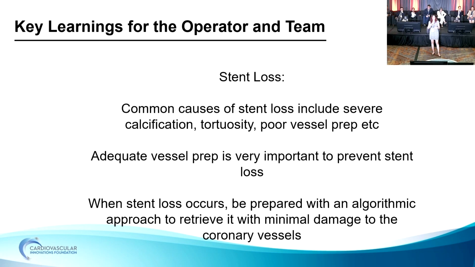And so common causes of stent loss: severe calcium, tortuosity, poor vessel prep, etc. And adequate vessel prep is so important to prevent it. And when it occurs, then you can use an algorithmic way to actually retrieve it. And it's really important to be prepared if you do have an event like that.